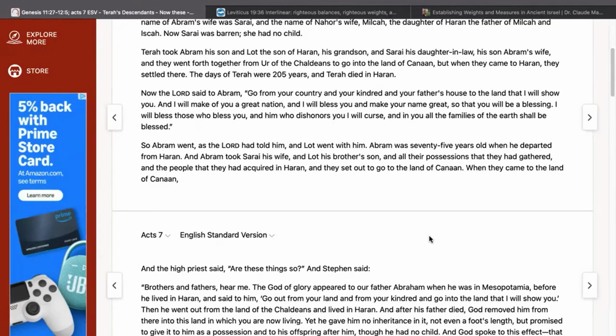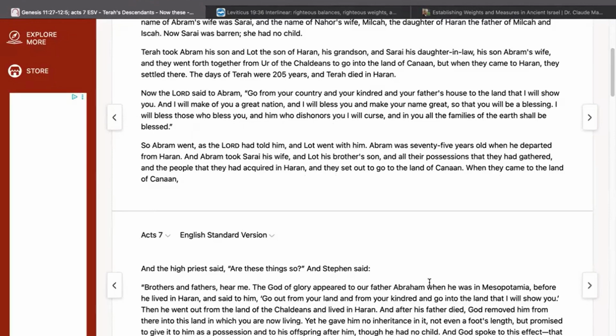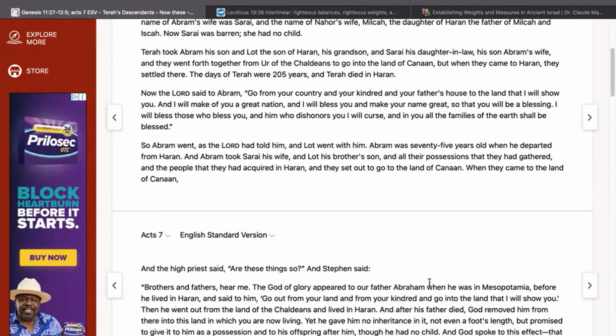But this notion here that God appeared to Abraham in Mesopotamia, to me, that presents a problem for just saying, like, oh, what he's talking about is, you know, after the part where it says that Terah dies, then we're told that Abraham leaves, right? I hope that makes sense.